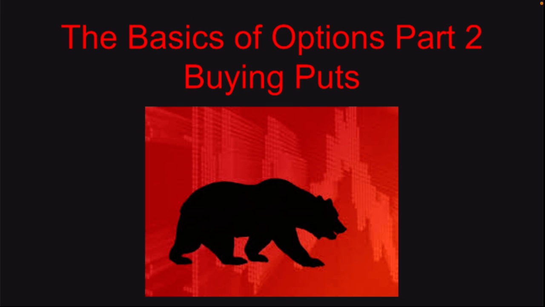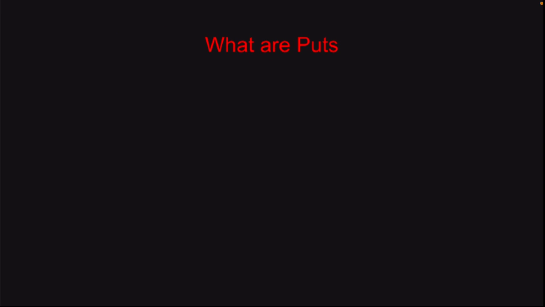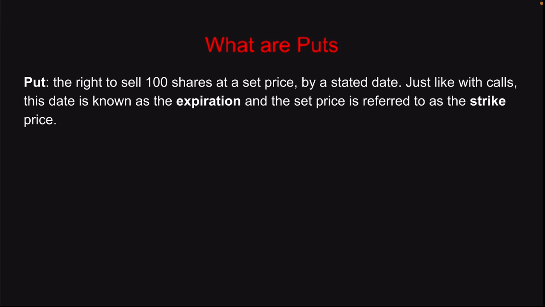As you may recall, in yesterday's video we covered buying calls. Well, in today's video we're going to cover buying puts. This is part 2 of the basics of options. Now, puts are the right to sell 100 shares at a set price by a set date. Just like with calls, this date is known as the expiration, and the set price is also referred to as the strike price.